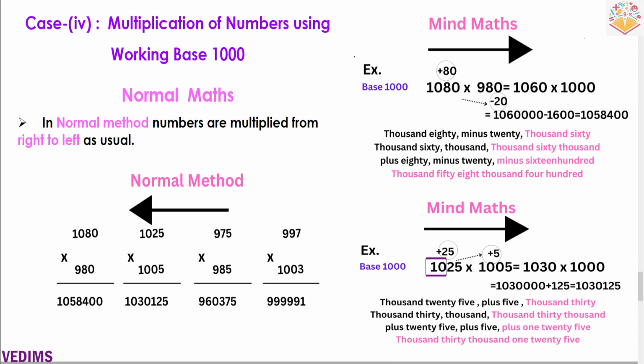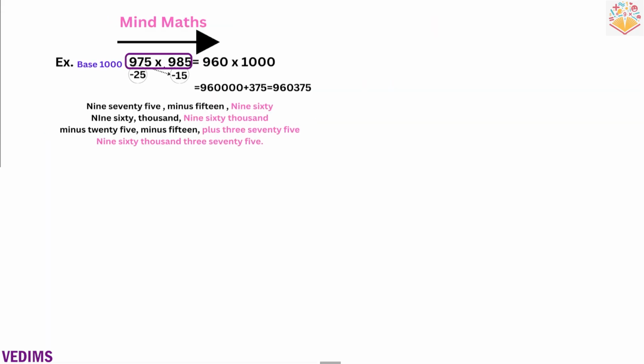Similarly, 1025 into 1005. Here 1025 is exceeding 1000 by plus 25 and 1005 is exceeding 1000 by plus 5. Cross add, you get 1030, multiply by 1000, the base, you get 1030,000. And exceeding numbers multiplied, 25 into 5 is 125. Add them, you get 1030,125.